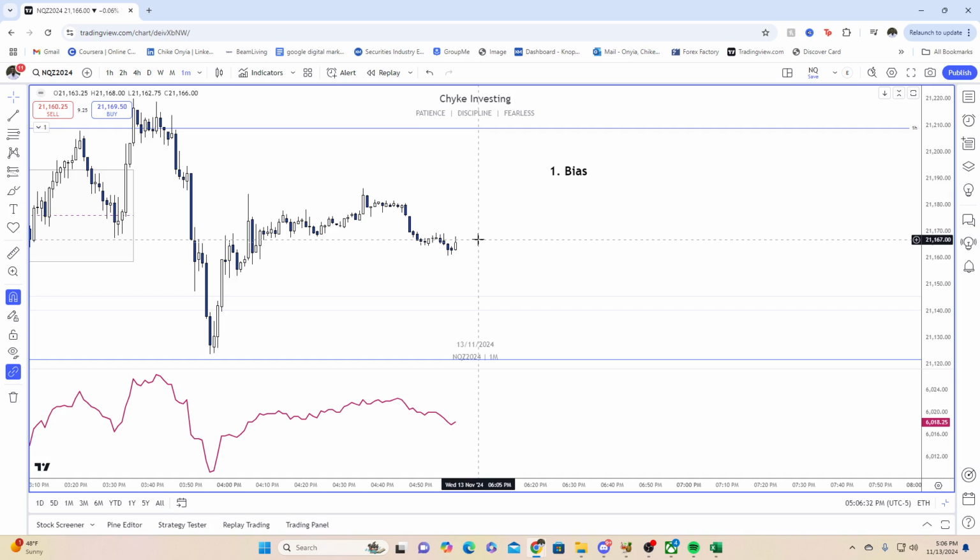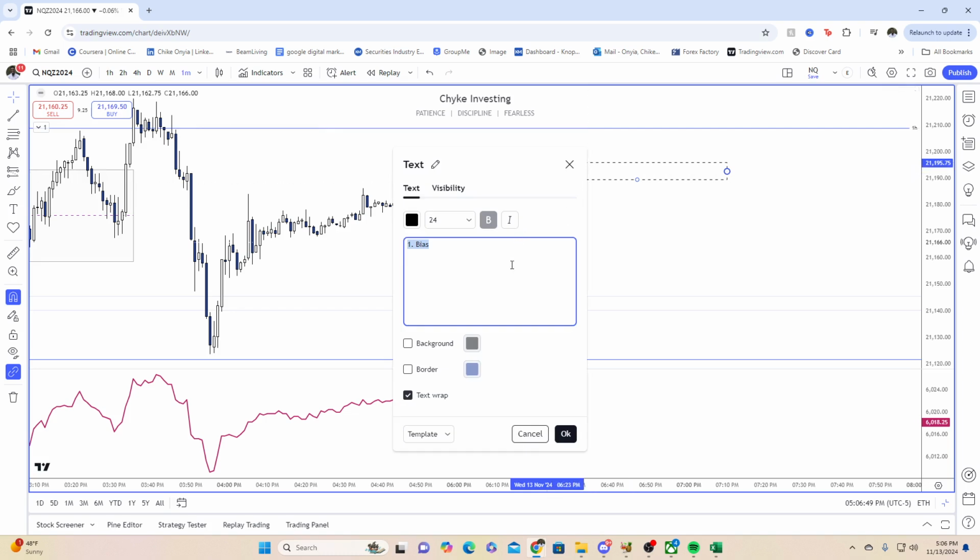Multiple 22 models form in a single day. Multiple IFVGs form in a single day. Multiple turtle soups. Multiple order blocks. Which ones are the right ones to take? Usually the best ones to take are the ones that happen when you have an actual bias. Now, how do you determine this bias in this checklist? Your bias is the first thing in the checklist. You need to have a bias.